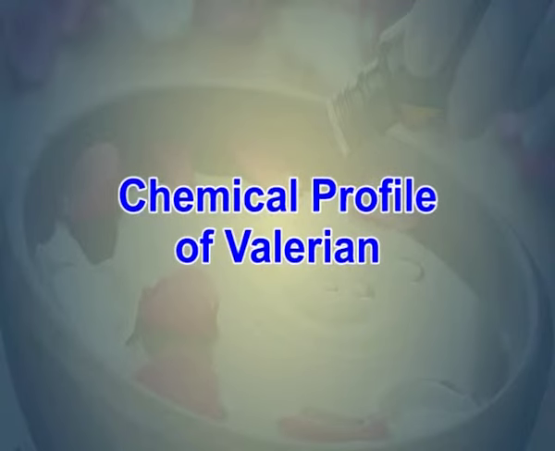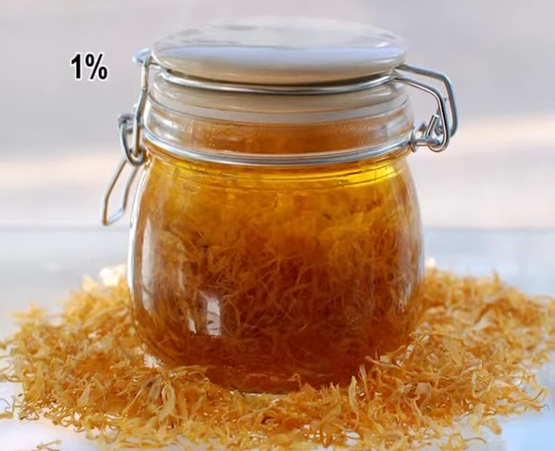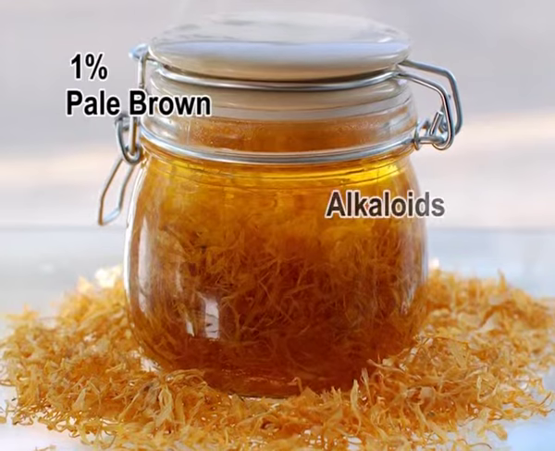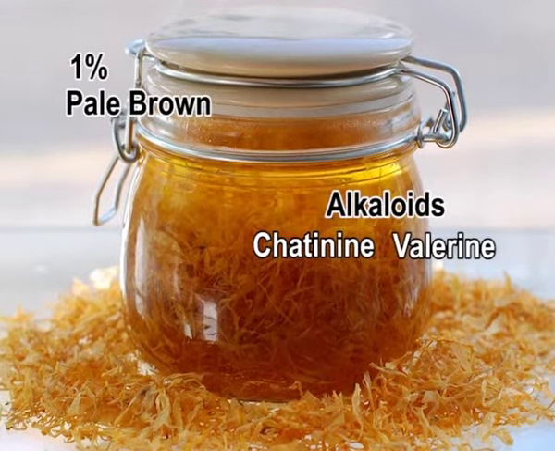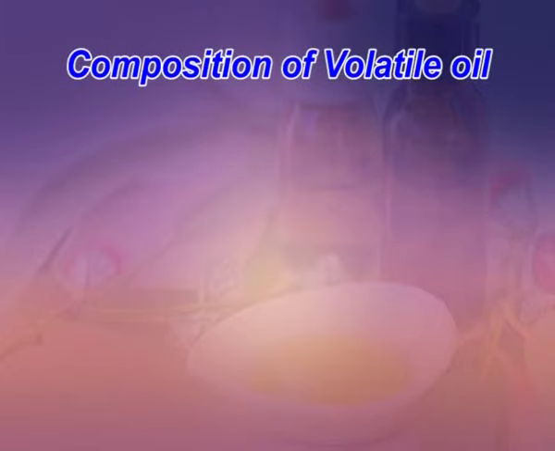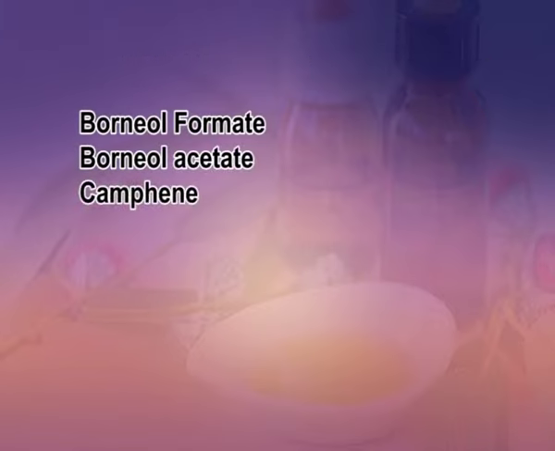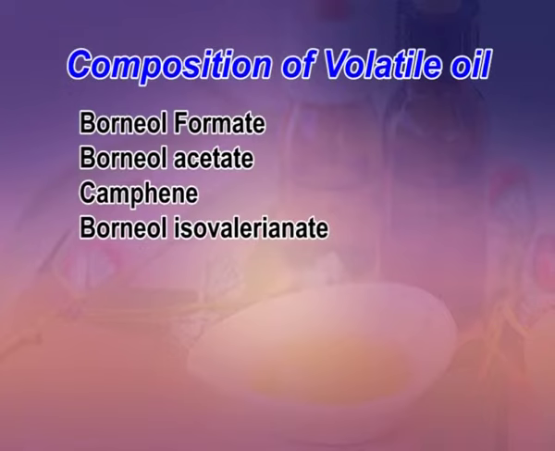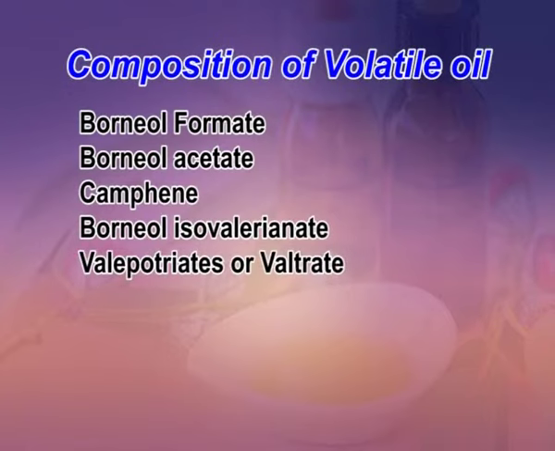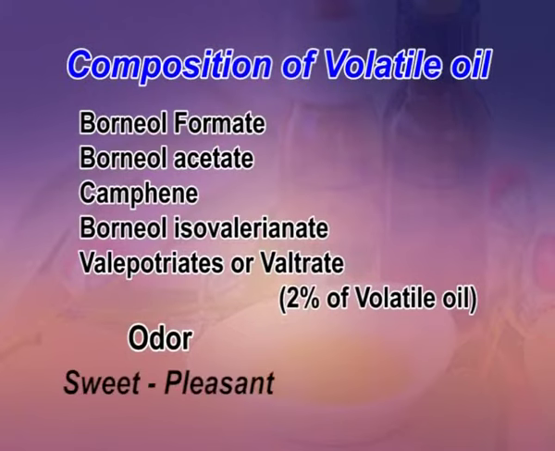Coming to the chemical profile of valerian, the Indian valerian contains volatile oil up to 1% and its color is pale brown. It also contains alkaloids, chatinine and valerine. Another component present in valerian is valerianic acid. Now, coming to the composition of the volatile oil. Volatile oil contains borneol formate, borneol acetate, camphene, borneol isovalerianate and valepotriates or valtrates, that is up to 2% of the volatile oil. The odor of the volatile oil of valerian is sweet and pleasant.